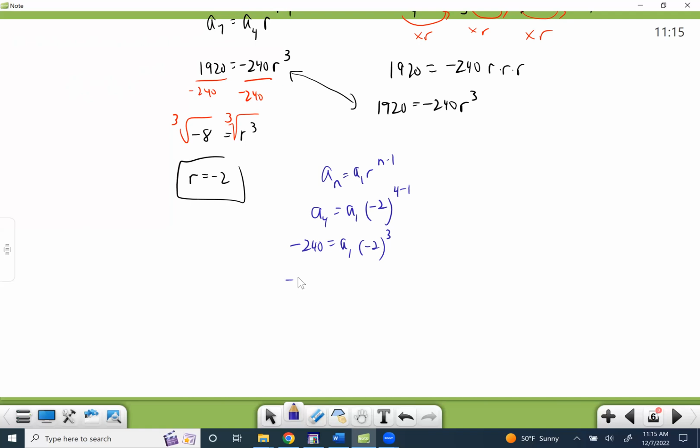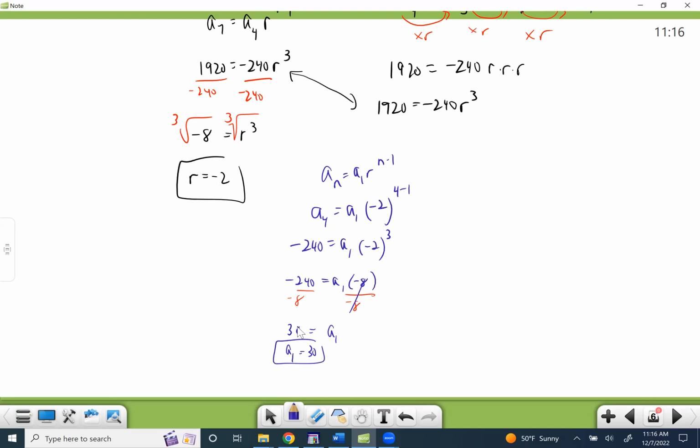All right, so we've got negative 240 equals A1 times negative 2 raised to the third, which is negative 8. So to get rid of that negative 8, we would just have to divide by negative 8 since it's multiplying. And so we end up with A sub 1 equals 240 divided by 8. I think that's 30, you guys. There's our A1.